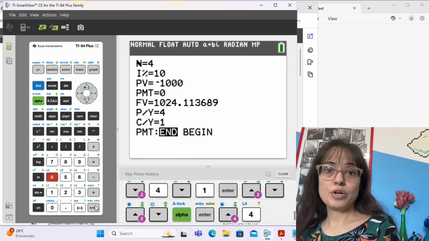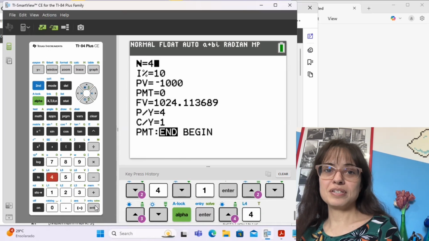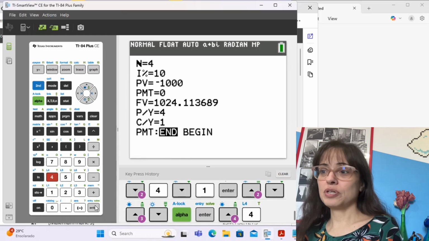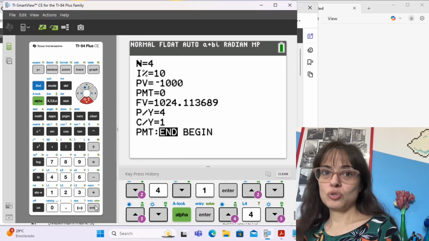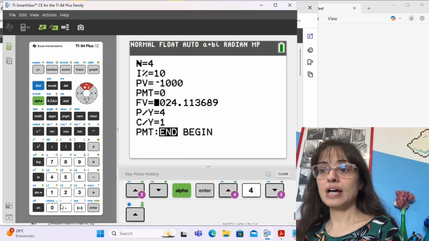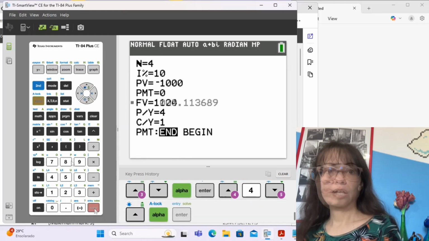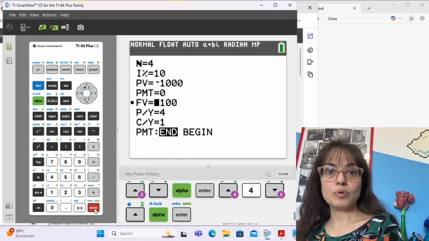So in this situation, even though there is 0 PMT, I want my investment to last a year. So a year is 4 quarters. So I need to put N equals 4 there. And now let's see what happens to the future value. And we are getting back the 1100 that we wanted.